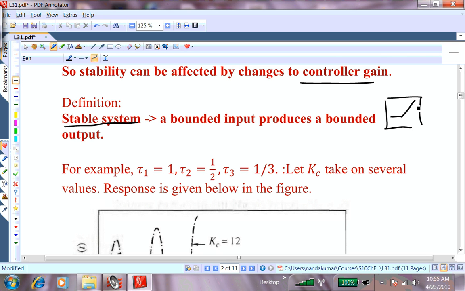Okay, so of course, if the input is going to blow up, the output has to blow up too. That doesn't mean that the system is unstable. Okay, that's why this definition catches such situations. So the input has to be bounded, and that should produce a bounded output. When the input is bounded, the output should be bounded. So if you do a test where the input is not bounded, you can't really say anything about the stability or not, because even though the system may be stable, the output goes unbounded because the input is unbounded. Okay?